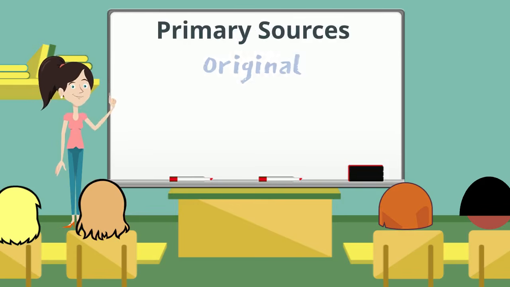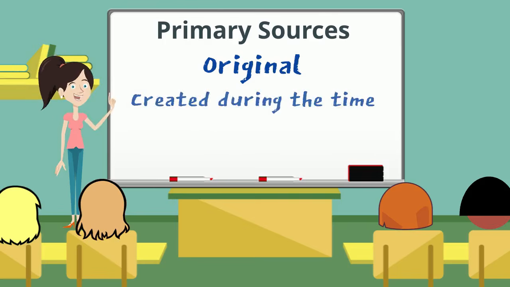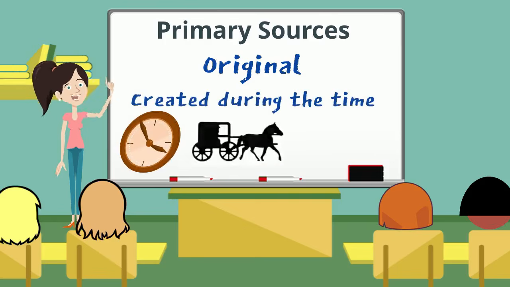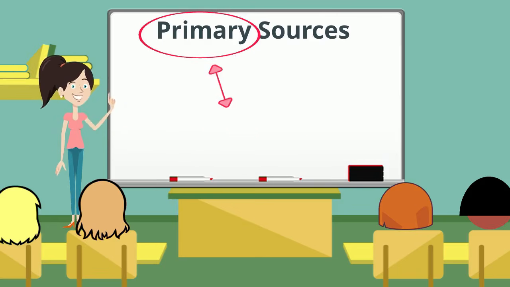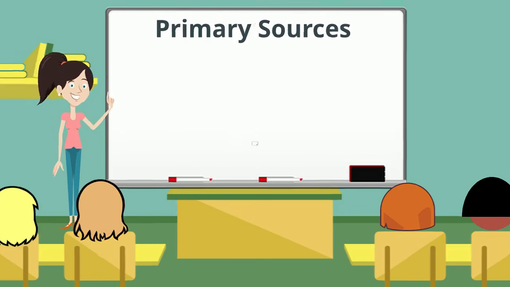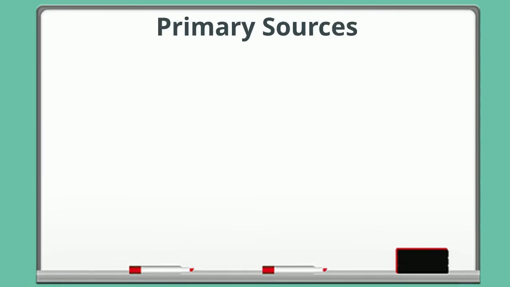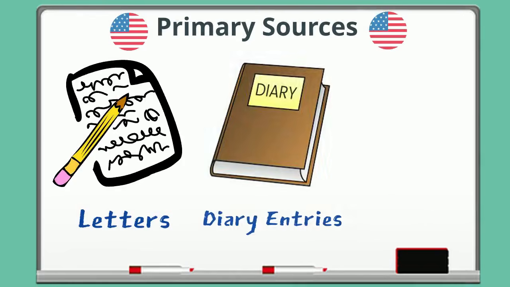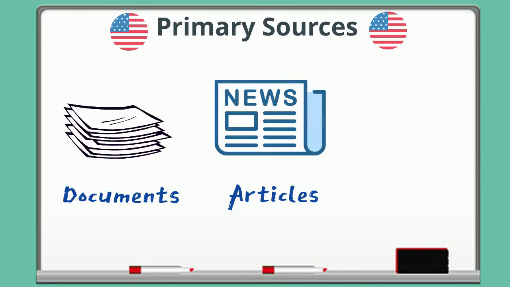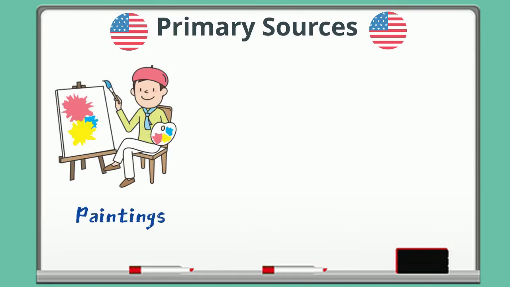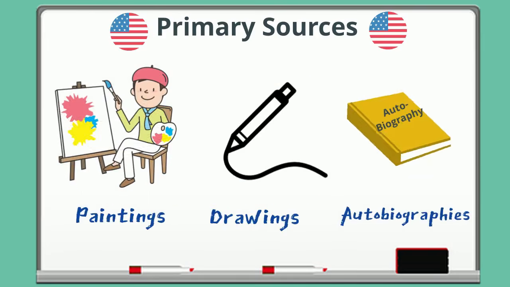Primary sources are original materials created or produced during the time under study or first-hand information, which makes sense since the word primary means first. General examples of primary sources used for studying U.S. history include letters, diary entries, quotes, government documents, news articles, artifacts, paintings, drawings, and autobiographies.